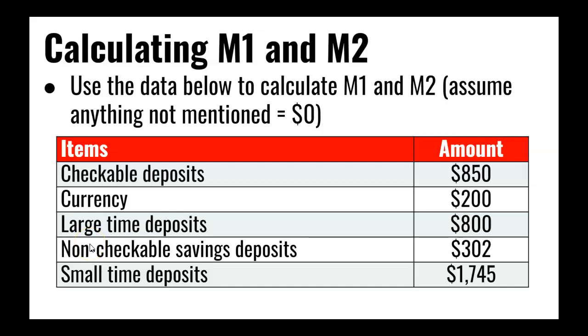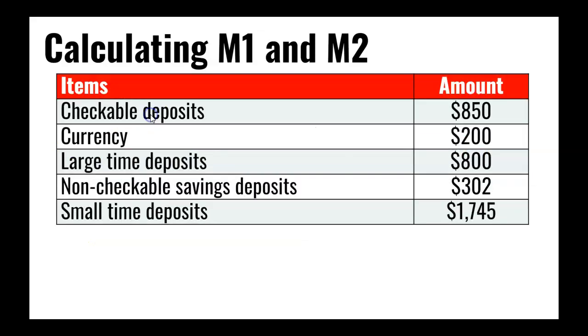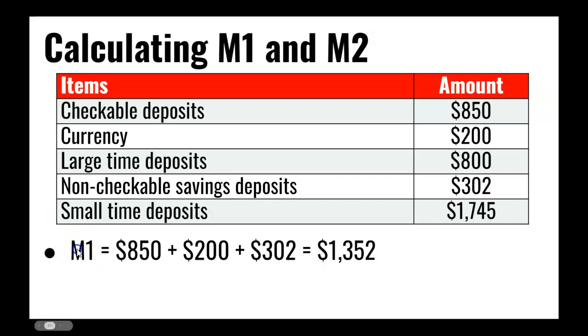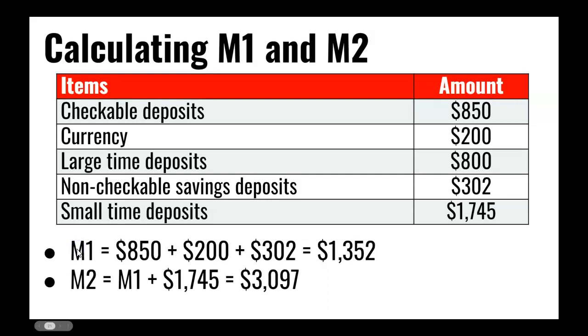So if we're going to add up M1, I would take checkable deposits, currency, and savings accounts and add those together. And when I do, I find that M1 is equal to $1,352. To find M2, I would take that M1 number and add the small time deposits, which tells me that total M2 is $3,097.